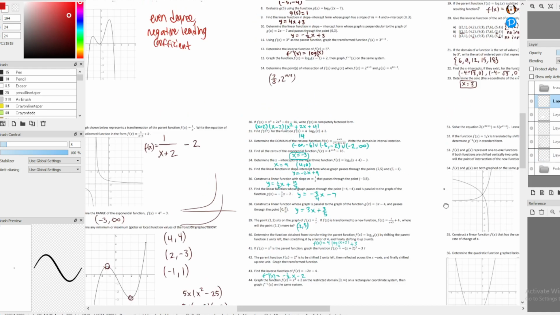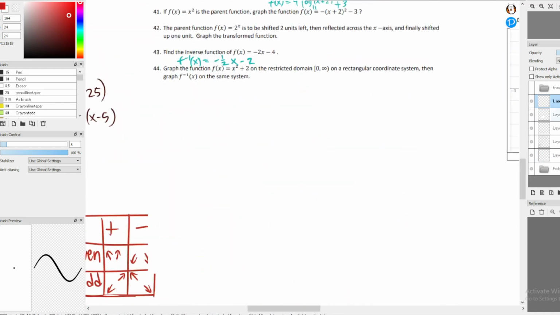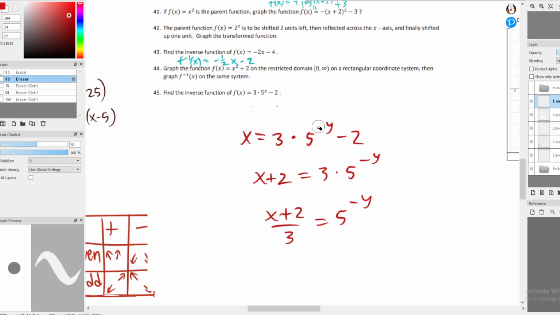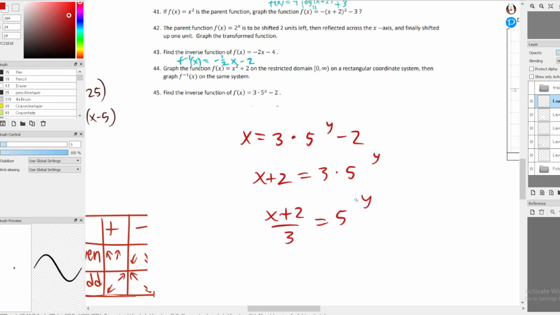So let's go back to where we were. We were on 44. That was the answer to 44. 45 says find the inverse function of f of x equals 3 times 5 to the x power minus 2. So we need to swap our x and y. So we'll have x is equal to 3 times 5 to the y minus 2. We'll add 2 to both sides. We'll divide both sides by 3. I don't know why I said negative y. It's not negative, it's just positive.